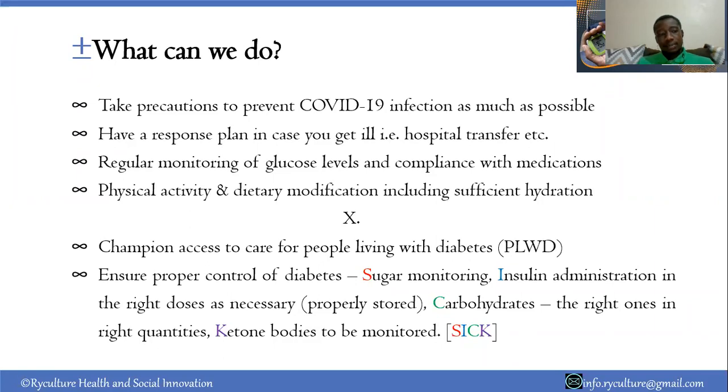Other than that, have a response plan in case you get ill. That response plan should cater for transfer from your home to a hospital where you'd be managed, or the other response plan, other than the transfer to a hospital, is ensuring that you get people who will be monitoring you and looking at your healthcare condition. And at this time, we have telemedicine where people are having consultations on phone and everything. You're getting managed.